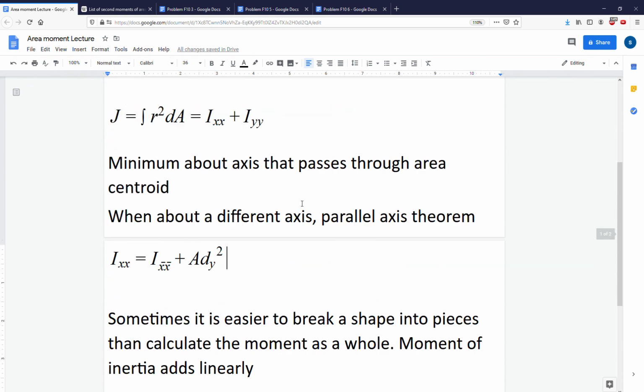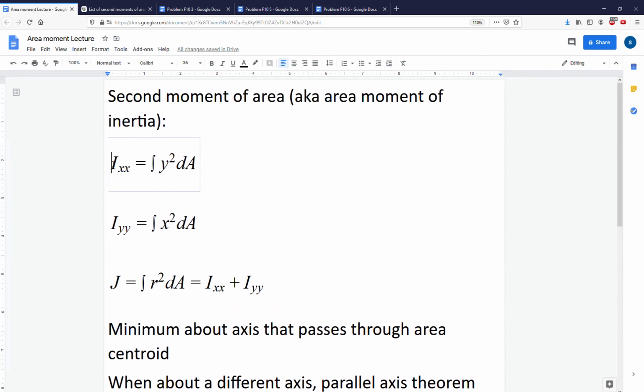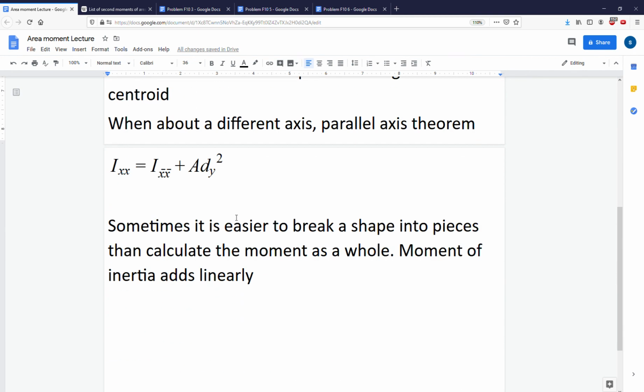One last thing. Because moment of inertia is an integration like this, and remember, an integration is basically a sum of an infinite number of infinitesimal pieces, we can say that one object's moment of inertia is the sum of two different objects, as long as those two different objects combine to form the one object. Again, this will make more sense when we do a problem.